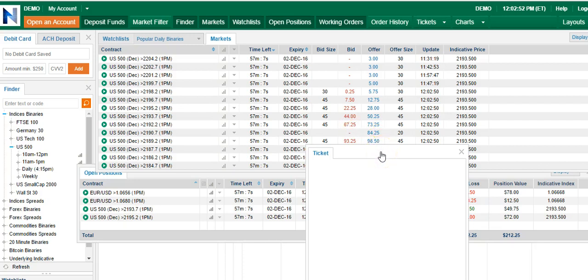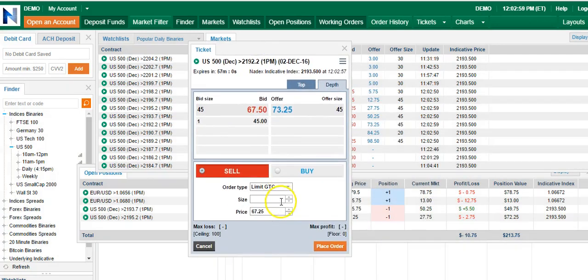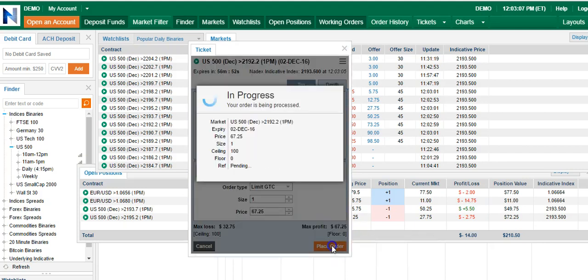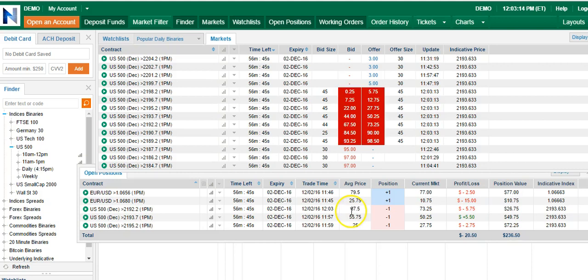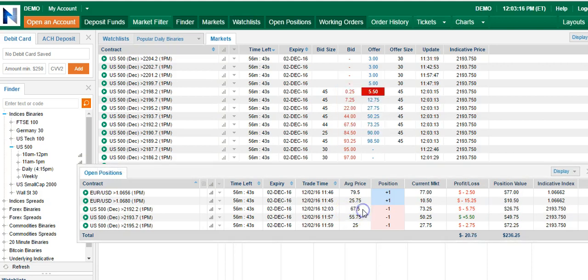Again, the ticket will pop up. I can hit size of 1, and you can see here it's going to cost me $32. My max profit is $67 or so. Let's see if I get filled on that. I did get filled on that. I got filled at 67.50, so that's how much I would actually win if I won the trade. I actually paid $32.50 for that.